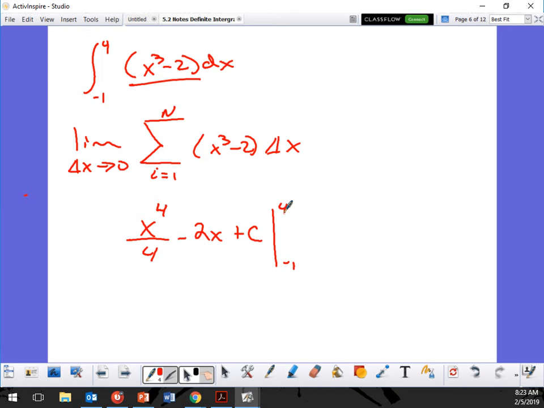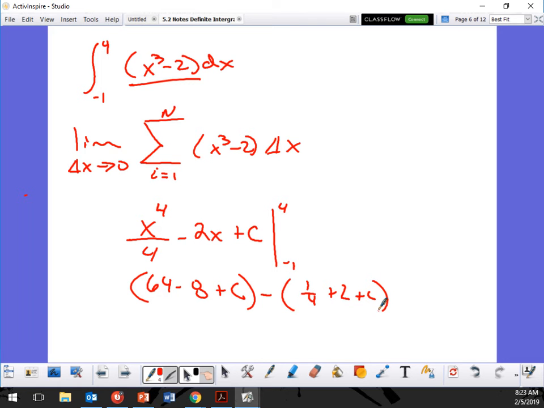4 to the 4th, what's 16 times 16? 256. So 256 over 4 is 64. Minus 2 times 4, which is 8. I'm plugging in the 4, plus c. Then minus the bottom. It's going to be 1/4, and that's going to give me plus 2, plus c.